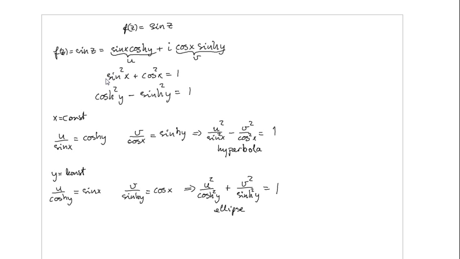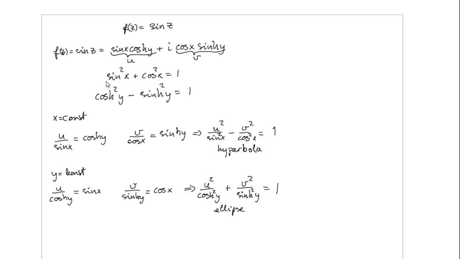Let's also recall the following two identities. These are elementary identities that you have learned before. We have that the square of sine x, if we add this square with the square of cosine of x, we obtain the identity 1. Moreover, if we subtract the square of the hyperbolic sine of y from the square of the hyperbolic cosine of y, we also obtain the identity 1. So these two identities are essential in what we are going to consider now.